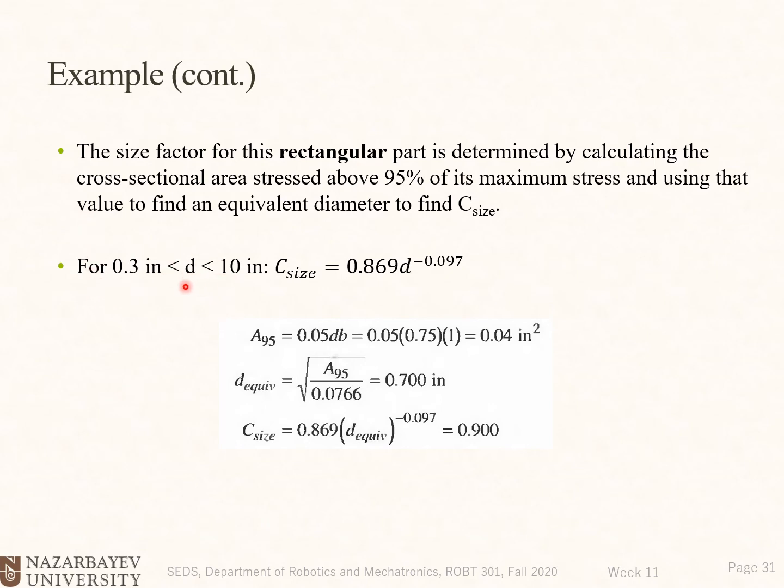For D between 0.3 and 10 inches, C size can be calculated by this formula. Then we can find A95 and D equivalent and plug that D equivalent into this formula, where these formulas come from previous slides and lectures. Okay.